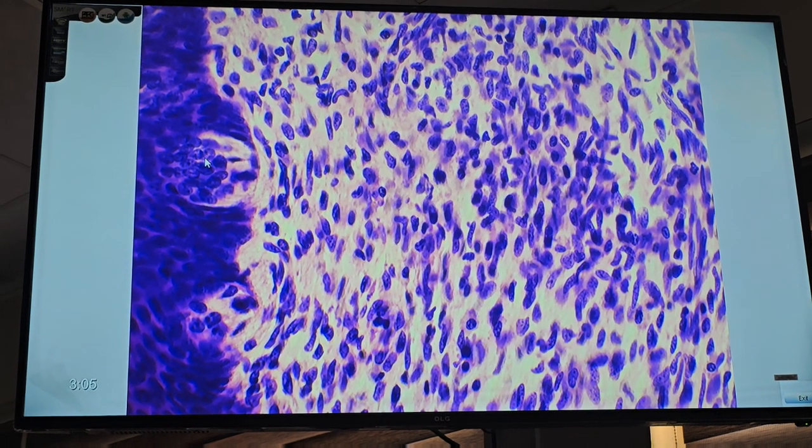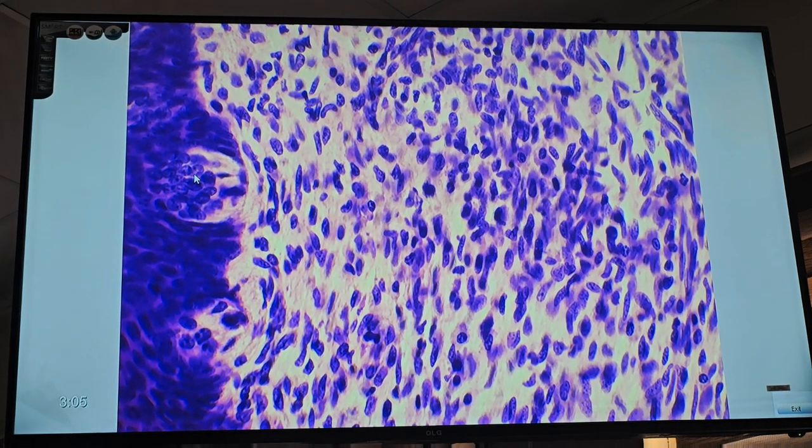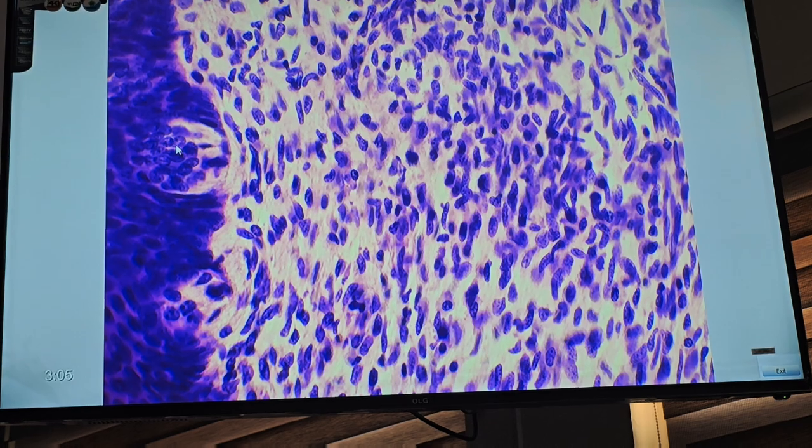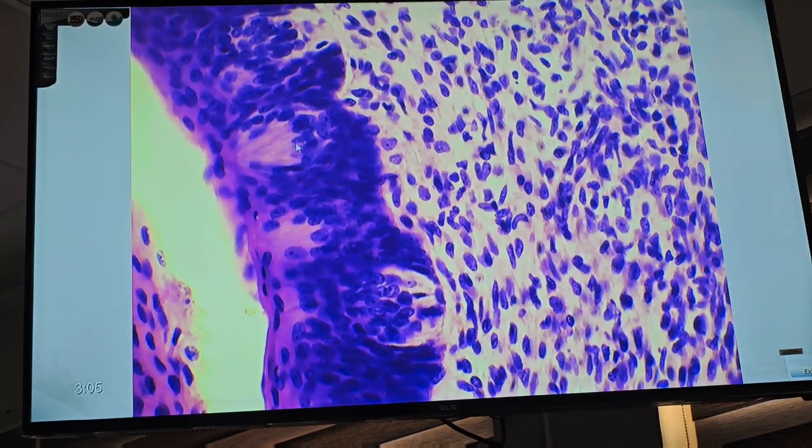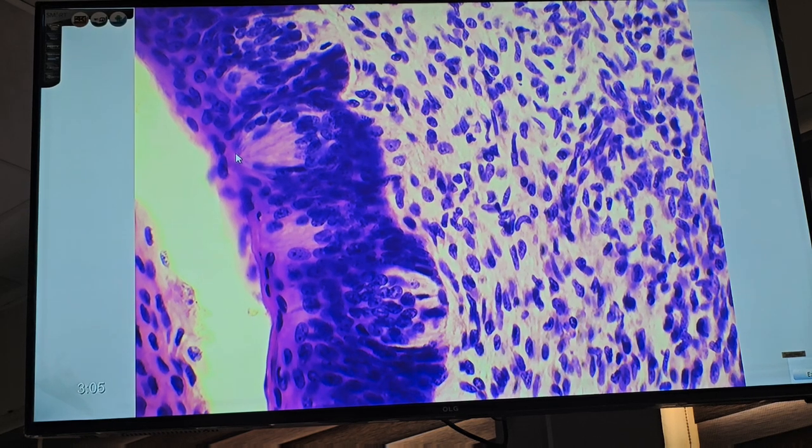Supporting cell, sensory cell, and basal cells. Any question?